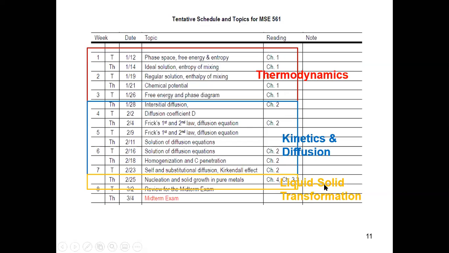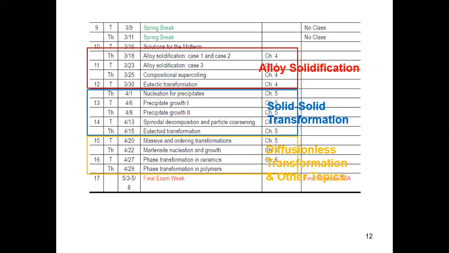The first one is going to be liquid-solid transformation, like in the water-ice example. And then we're going to go on to talk about alloy solidification, and eventually solid-to-solid transformations of different types, including precipitation growth, spinodal decomposition, eutectoid, and eventually some diffusionless transformations, which occur with different mechanisms and do not occur through nucleation and growth, okay?